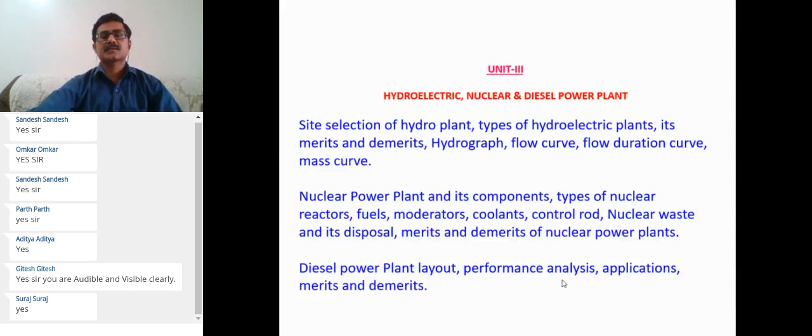The different applications of the diesel power plant, their advantages and disadvantages, the merits and demerits of the diesel power plant. So I would say that this entire topic is quite a lengthier one, and some of the numericals would be involved there for the first part, that is nothing but the hydropower plant, and in the third part, that is there for the diesel power plant, diesel electric power plant. Okay.